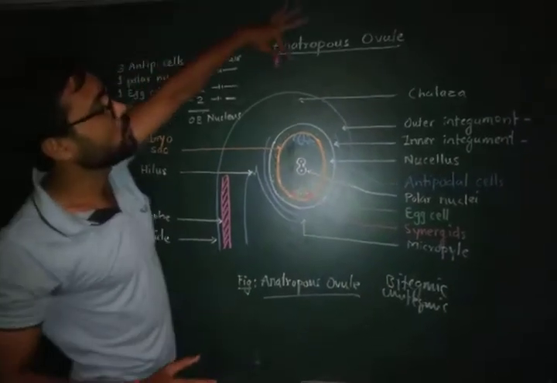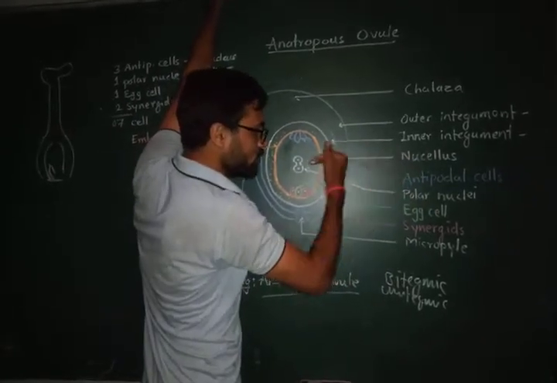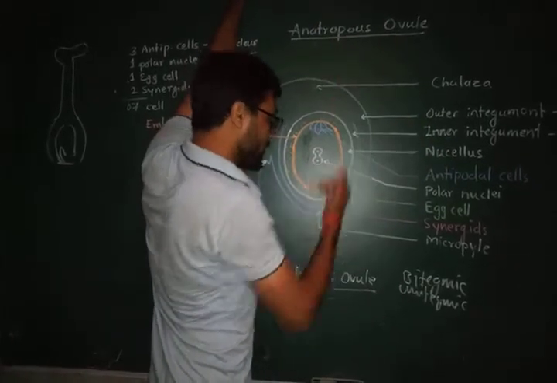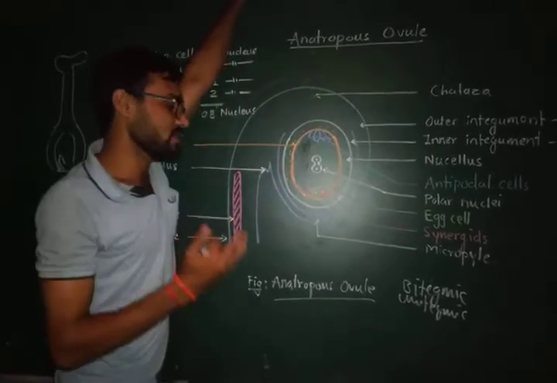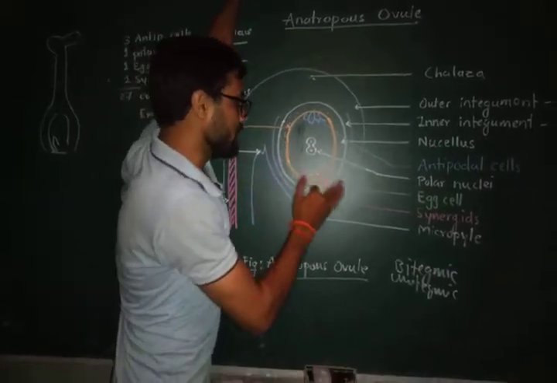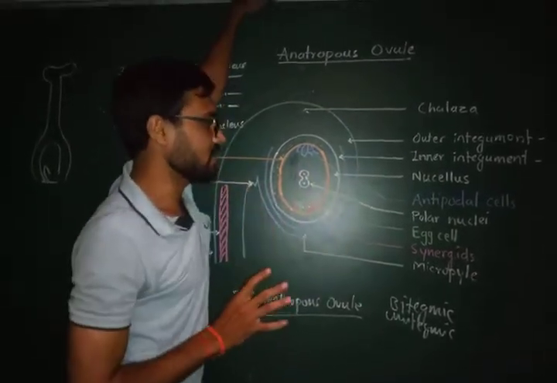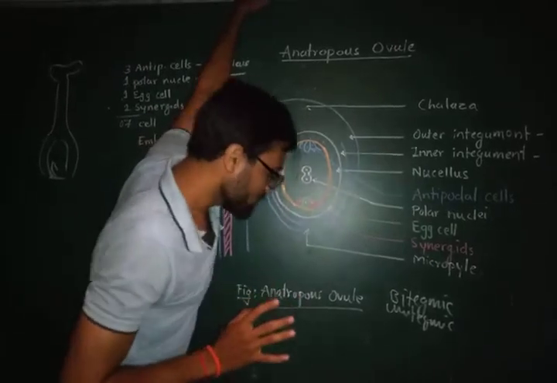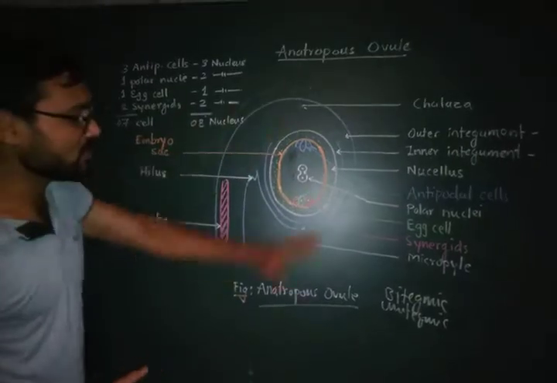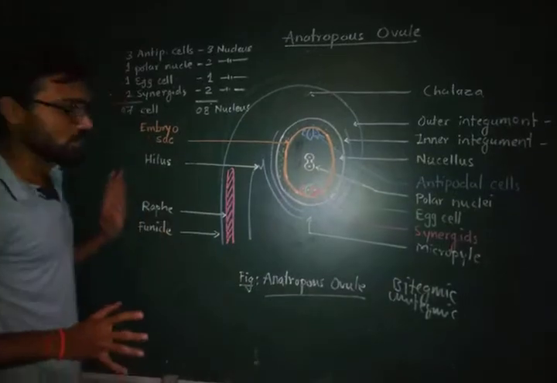If the pollen tube enters from the chalaza, it is called chalazogamy. If the pollen tube enters through sides other than the chalaza and micropyle, this is called mesogamy. If the pollen tube enters through the micropyle for fertilization, it is called porogamy. These types of fertilization we will discuss in other lectures. So this is the overall structure of the anatropous ovule.